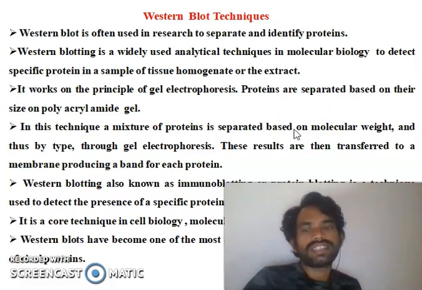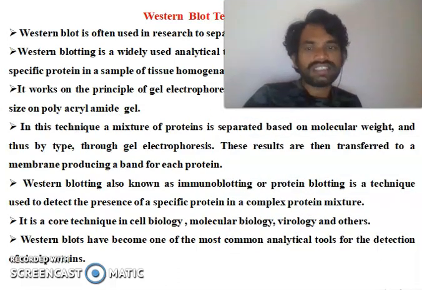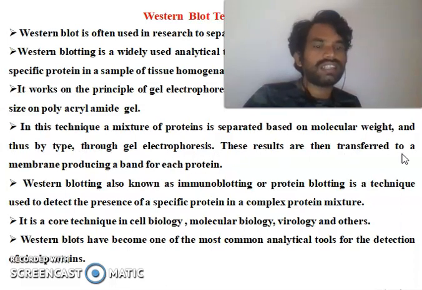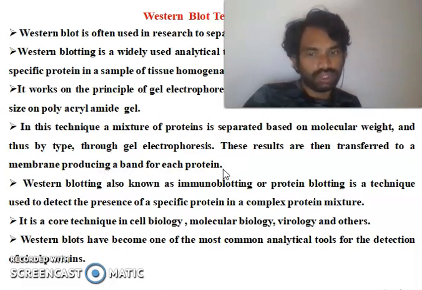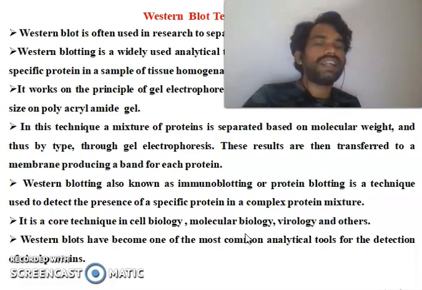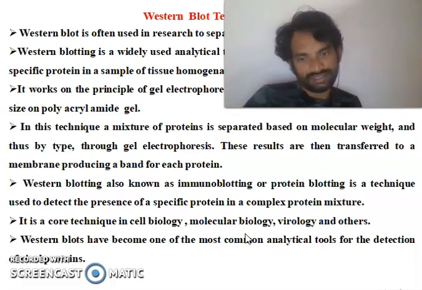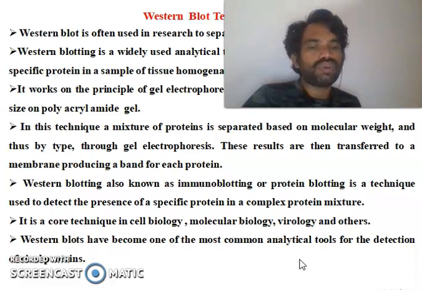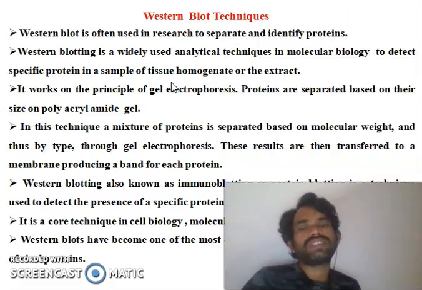Proteins are separated based on their size on a polyacrylamide gel. In this technique a mixture of proteins is separated based on molecular weight through gel electrophoresis. The results are then transferred to a membrane, producing bands for each protein. Western blot, also known as immunoblotting or protein blotting, is a technique used to detect specific proteins from a complex mixture of proteins. It is one of the core techniques in cell biology, molecular biology, virology and other fields. Western blot has become one of the most commonly used analytical tools for the detection of viral proteins. So these are some brief introduction points for the Western blot technique.